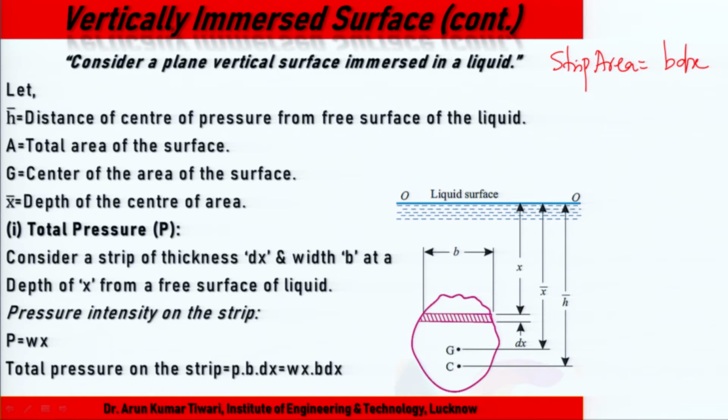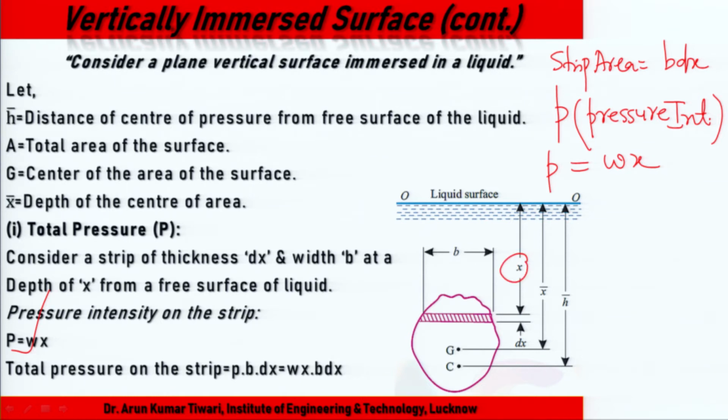And what is the pressure intensity, small p? Pressure intensity is rho g h, so p equals W into x. This depth from the free surface is x. So that is the pressure intensity.